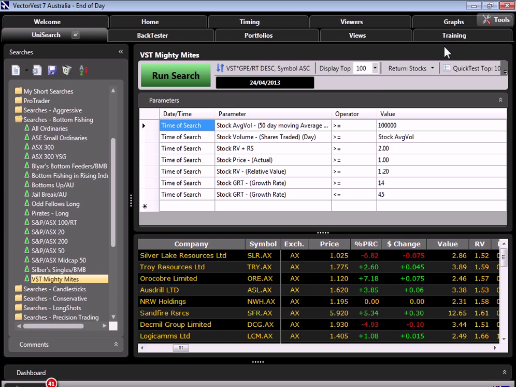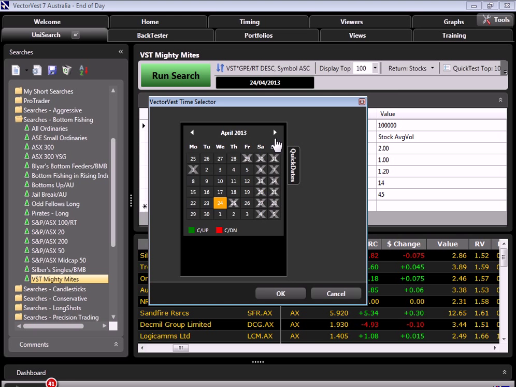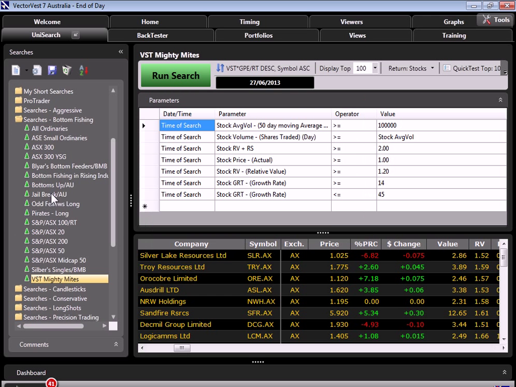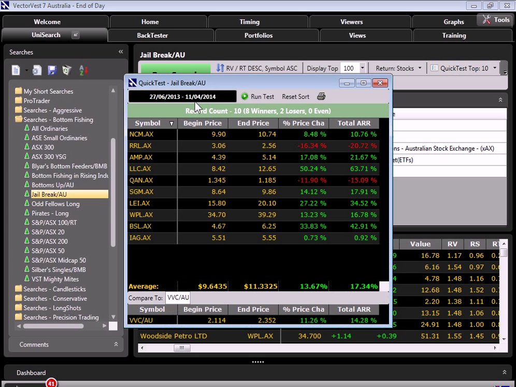Let me close this quick test window, go back into the market timing graph, and we'll take a look at another situation on the 27th of June of 2013. If I go to Unisearch, take the date here to the 27th of June, and I'll go back up to jailbreak/AU, quick test those. Now that's going to bring us to current.